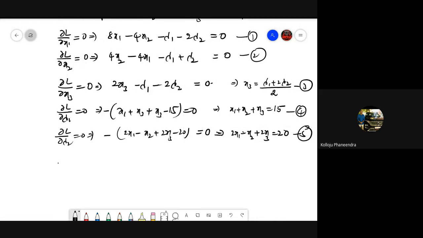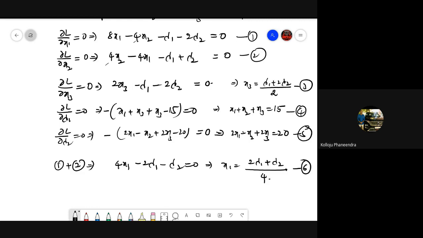See, 1 plus 2, what does this give? 1 plus 2 means 4x2 − 4x2 gets cancelled, right? So 8x1 − 4x1 is 4x1. On the other side, −λ1 − 2λ1 and −2λ2 − λ2... so what is the x1 value? x1 = (2λ1 + λ2)/4. Done. This is equation 6. Now I have to get x2.